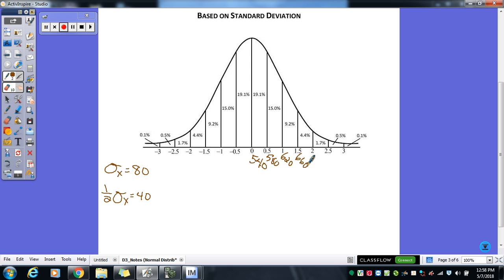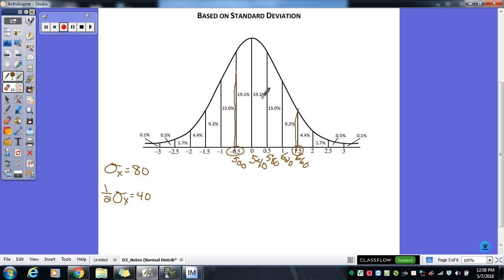They wanted between 500 and 660. So there's 660 at 1.5 standard deviations. We have to figure out where 500 is. So now we're going to subtract because we're going down. Subtract 40 once. There's my score of 500. Negative a half. So negative 0.5 to 1.5, that's where my scores will fall. So we've got to add these percentages up in between them.